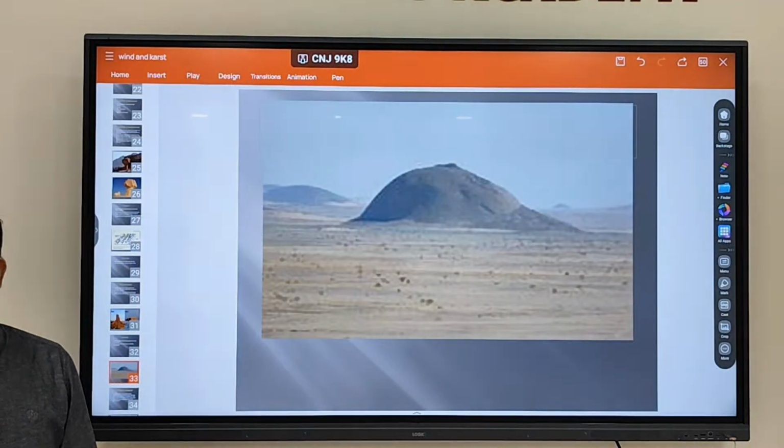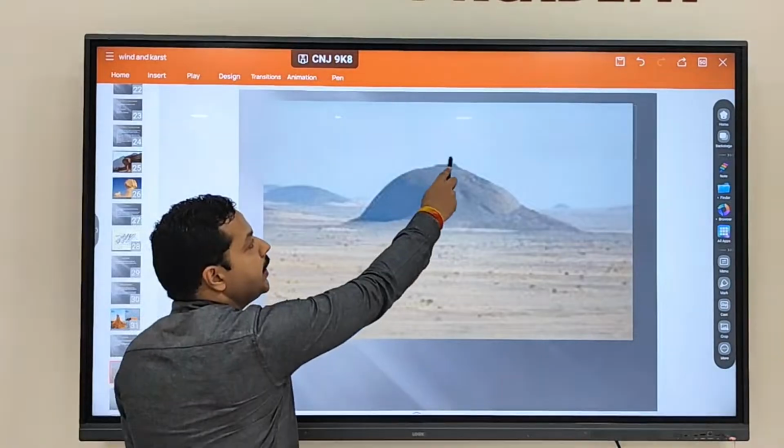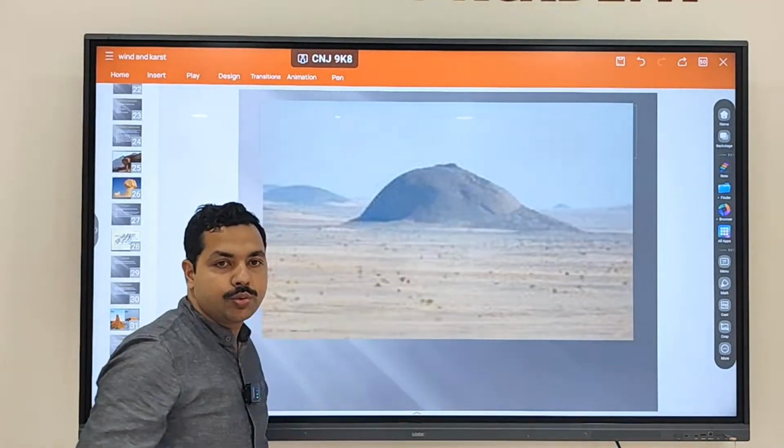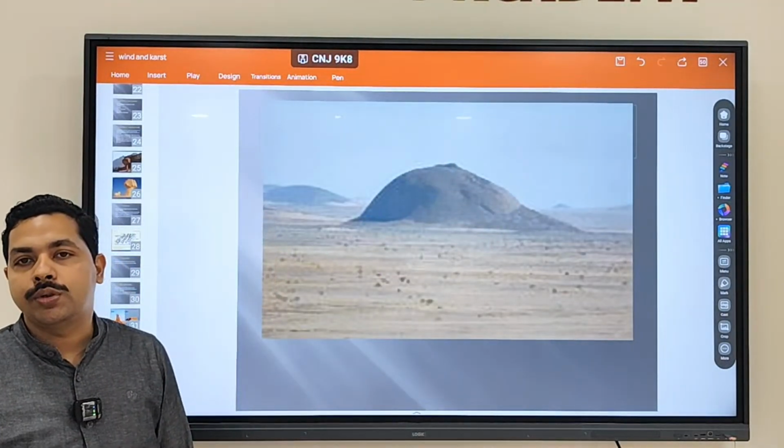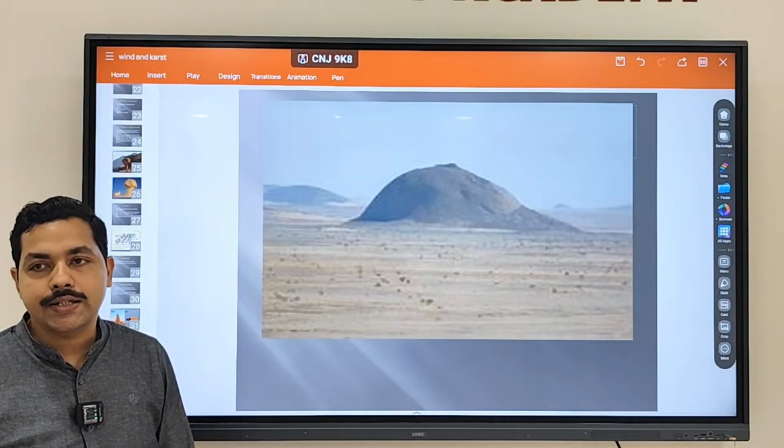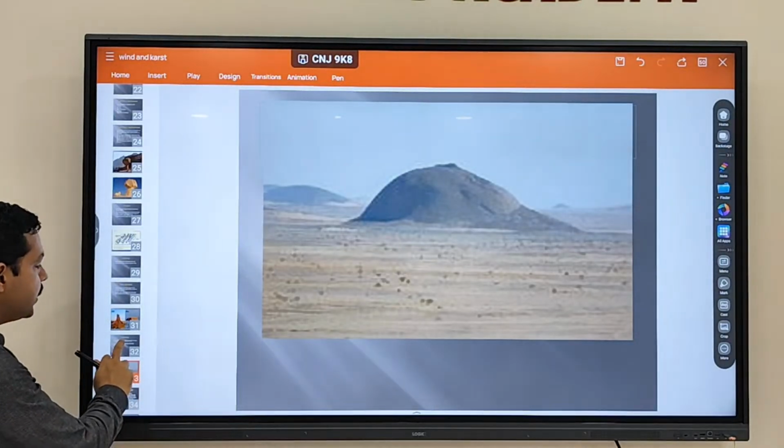So now what are you getting? Isolated rock with a rounded top, not a flat top. So when you find an isolated rock with a rounded top, it is going to be called what? Inselberg. It is going to be called an Inselberg.